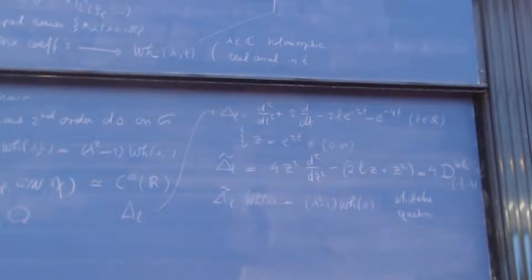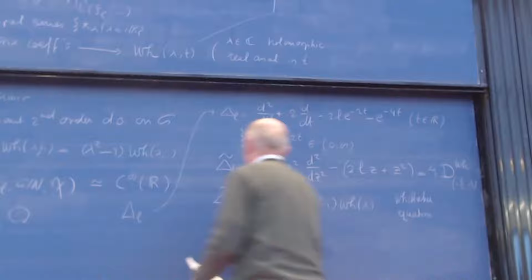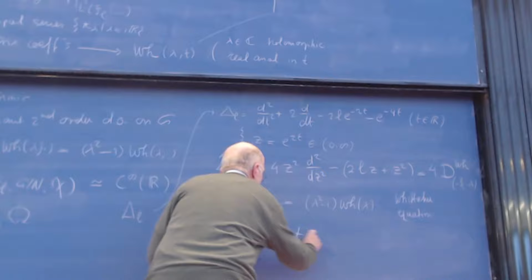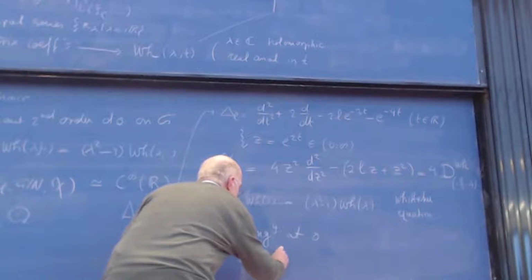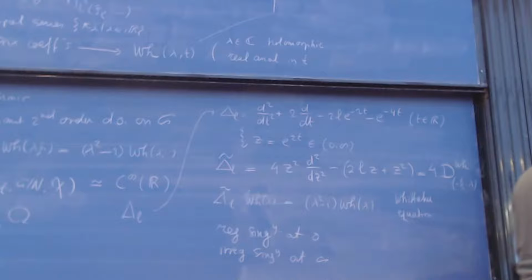So as I said already, this has a regular singularity at zero, and it has an irregular singularity at infinity. Now, usually it's very difficult to describe the solution in the neighborhood of an irregular singularity, but the Whittaker function is completely known how it behaves, and the behavior is rather wild.